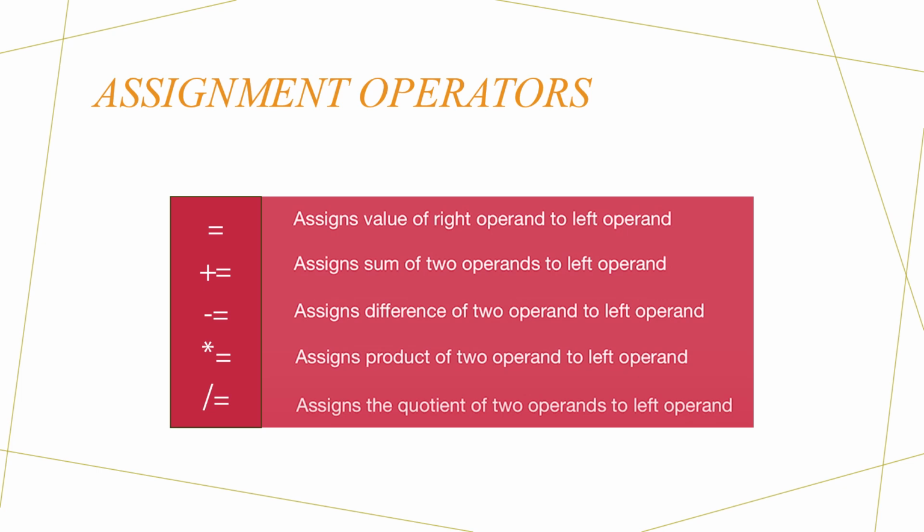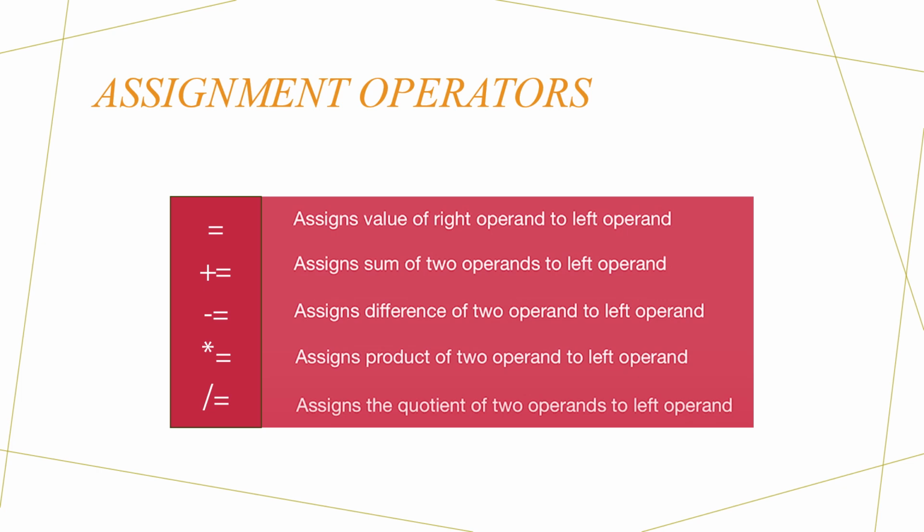Is the assignment operator, which, as the name implies, is used to assign a value to a variable. For example, an equals sign assigns the right operand to the left operand. A plus-equals sign will first carry out the sum of the two operands and then assign that sum to the left operand. Minus-equals will first perform the difference operation, and then assign the result to the left operand.